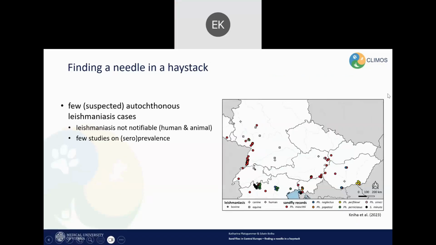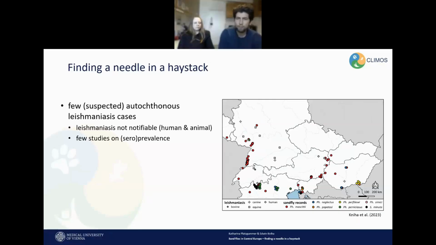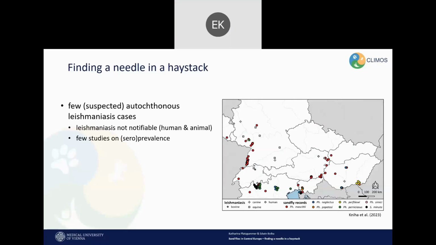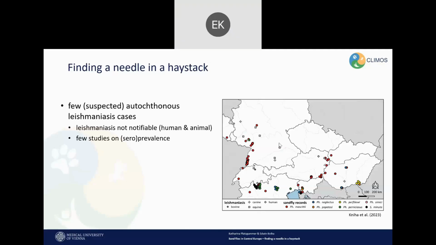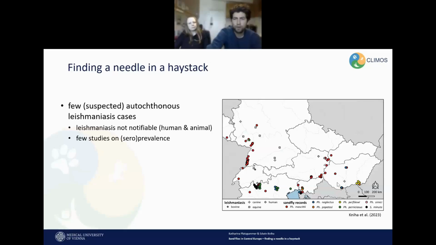And also here I'm providing you another map, and you can see again colored the different sandfly species, but what you can also see, as different grayish symbols here, are suspected or even confirmed autochthonous cases of leishmaniasis: canine, human, bovine, and equine cases. And you see that those cases are rather rare in Germany, in Austria, in Hungary, and in Switzerland.